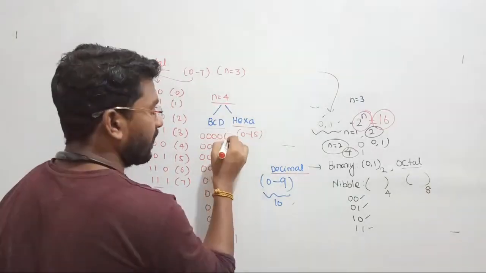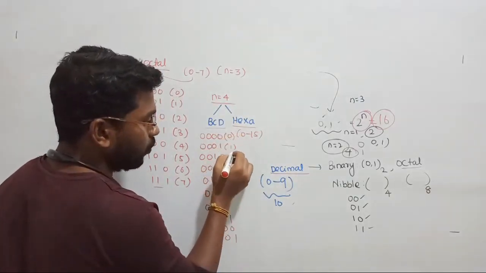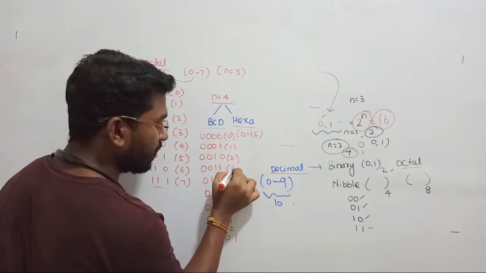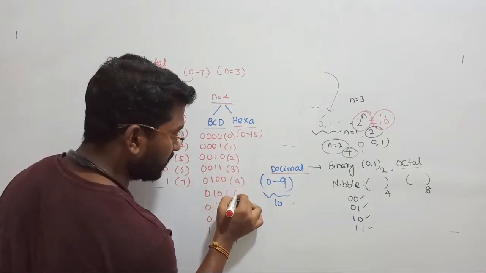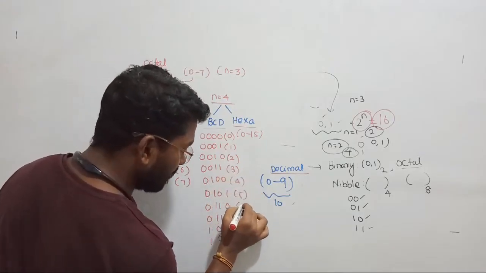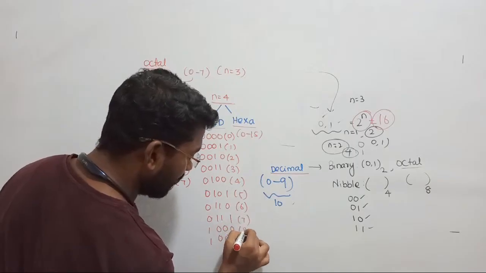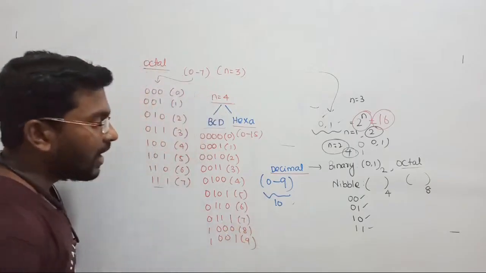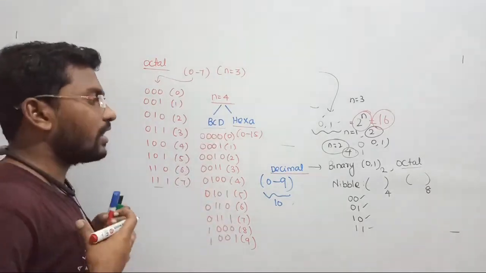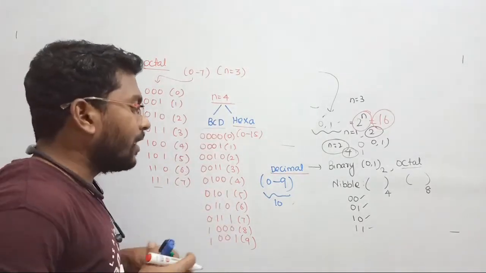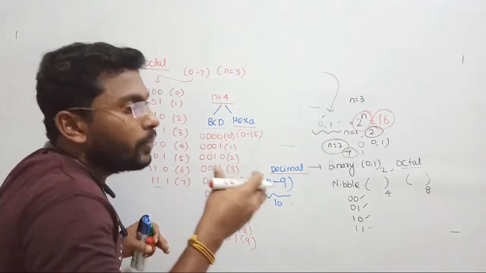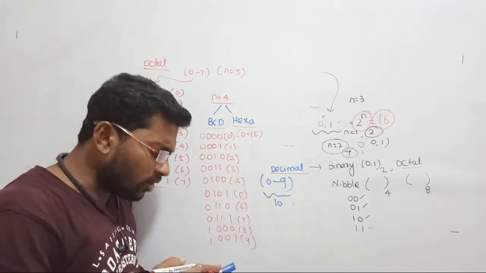See there, its equivalent value is 0, its equivalent value is 1, 2, 3, 4, 5, 6, 7, 8, and 9. I said only these combinations are sufficient for me. I am not willing to go beyond this sequence. But what is the conclusion?